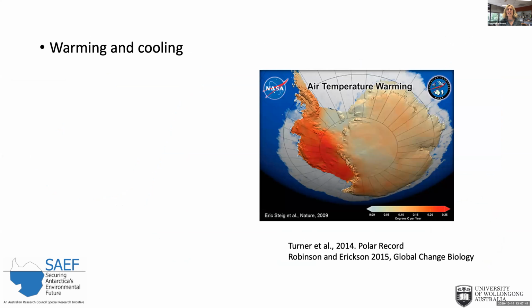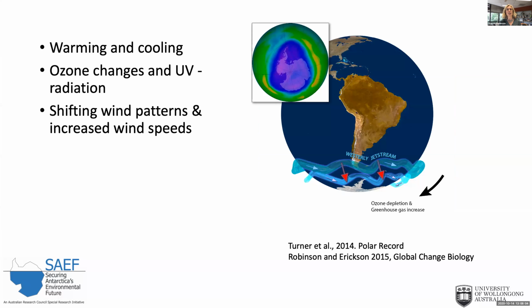So this is a very simplistic overview of Antarctic climate change. So basically, if we look at Antarctica, we have 2 halves. We have one half where the peninsula is warming really rapidly, one of the most rapidly warming places on the planet. Then we have the eastern side of the continent that has tended to stay relatively cool. And we've also got ozone depletion, which over the last few decades has increased UVB radiation across Antarctica.